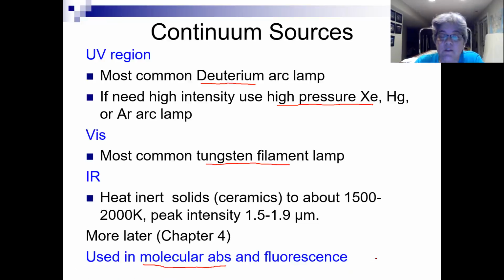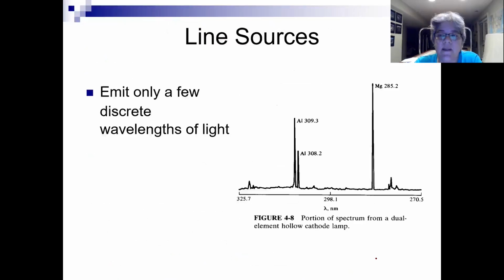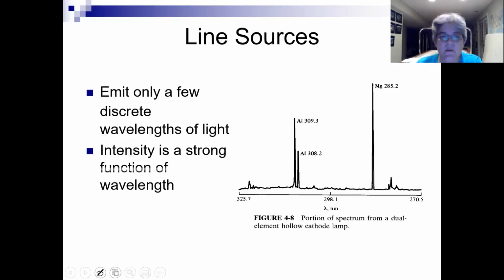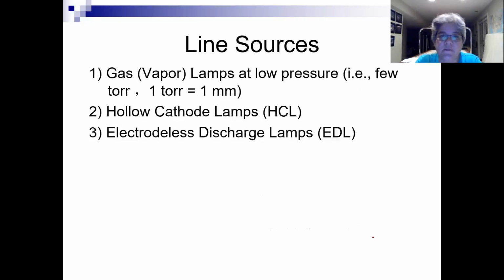Okay, so we said there's two kinds of radiation sources, continuum and line. Now, the lines are different. They only emit a few wavelengths. And notice the intensity is a strong function. So right here, at this exact wavelength, the intensity is very strong, okay, at 285. But if I move even a little bit, the intensity goes to 0. So I get very sharp lines and only a few lines. Those are the line sources.